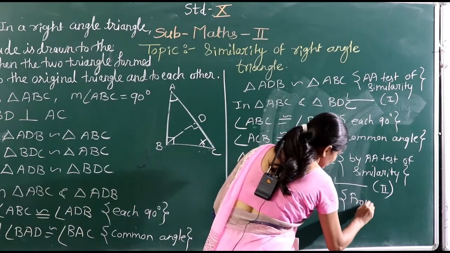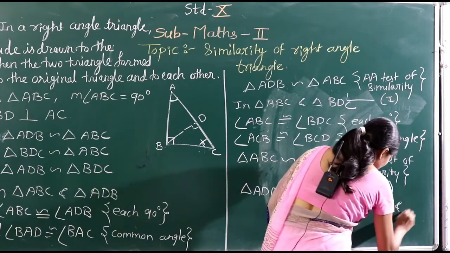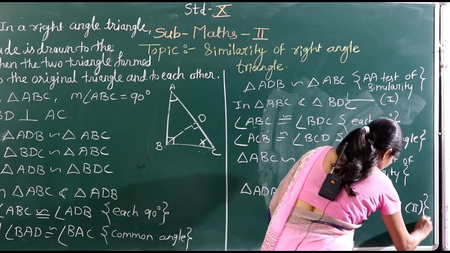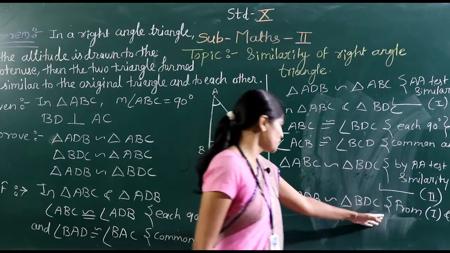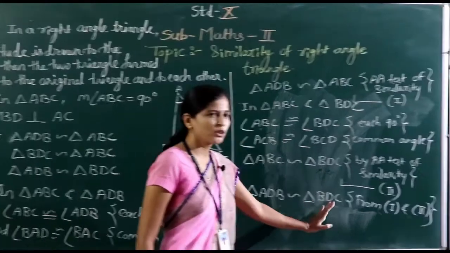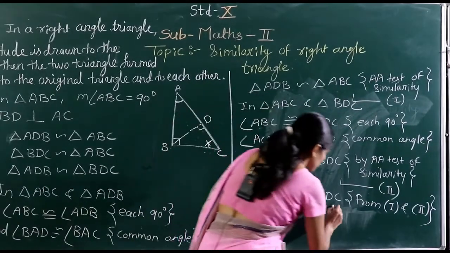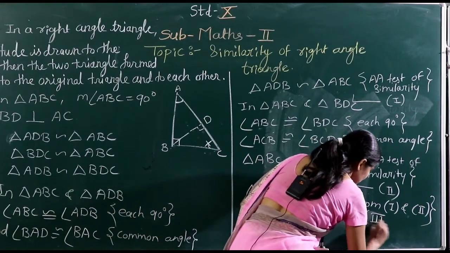Reason is from 1 and 2 we prove here triangle ADB is similar to triangle BDC. We put equation 3 here.